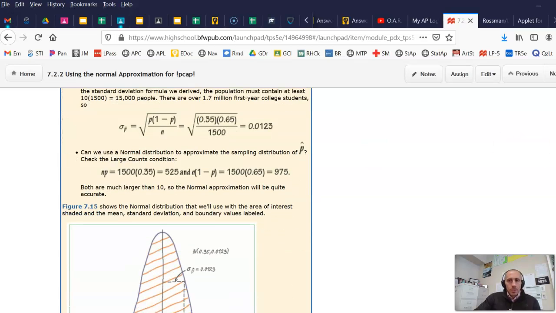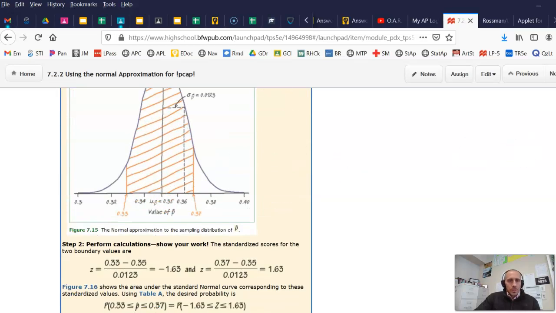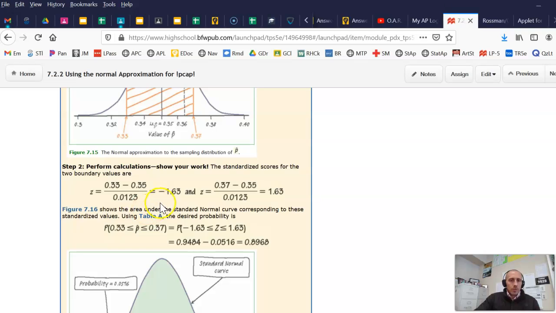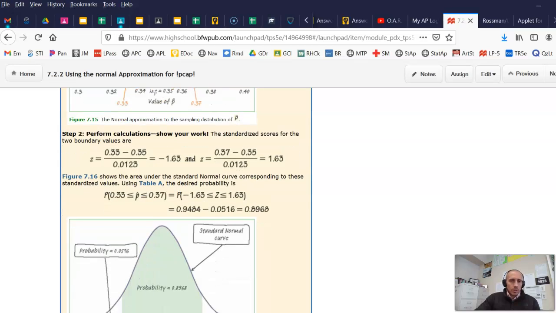Is the sampling distribution approximately normal? If it's not, I can't use normal CDF or anything like that, so I need to check the large counts condition. I'd expect 525 students to go away to college far away and 975 not to. Those are both at least 10. Then what you're going to notice is just our old friends, the z-scores, calculating z-scores using normal CDF from negative 1.63 to 1.63, 0, 1 to get the area under the curve.